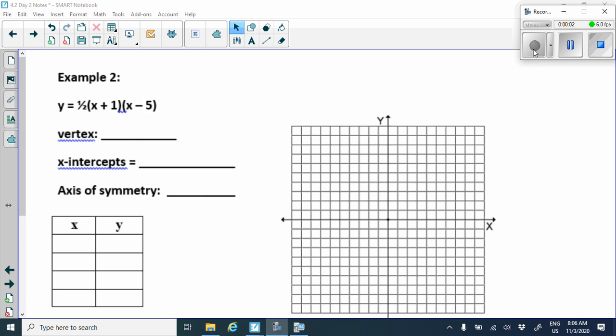Hey guys, so here's the second part of our 4.2 day 2 notes. We are going to once again graph quadratic functions in intercept form. Okay, let's look at example 2.